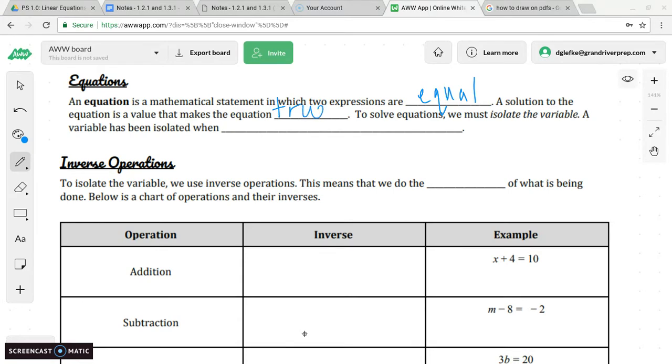So the value that makes the equation true is our solution. If it doesn't make it true, then it's not correct. We're going to get different numbers on each side of our equation. And to solve it, we have to isolate our variable. We know that a variable has been isolated when it is by itself on one side of the equal sign.